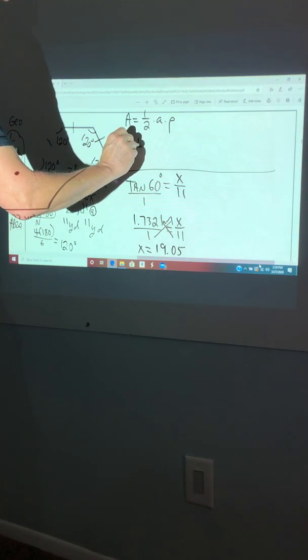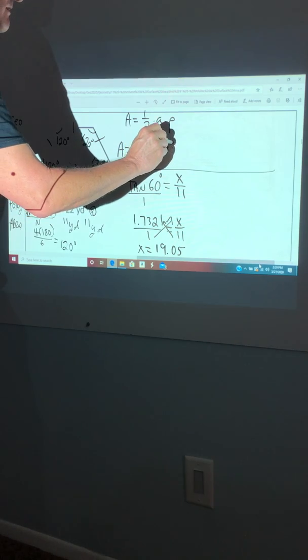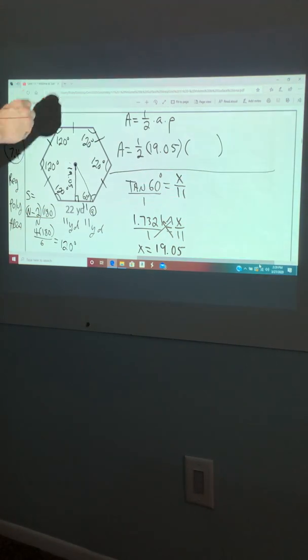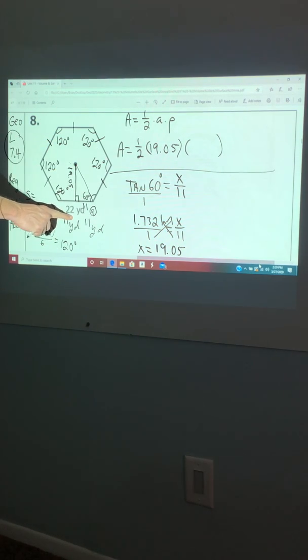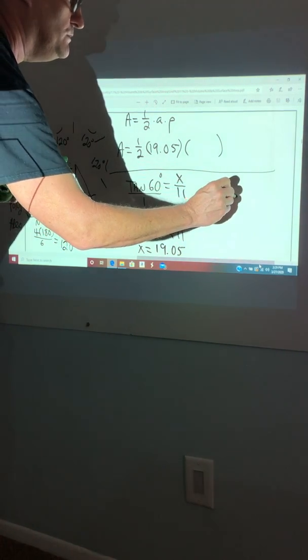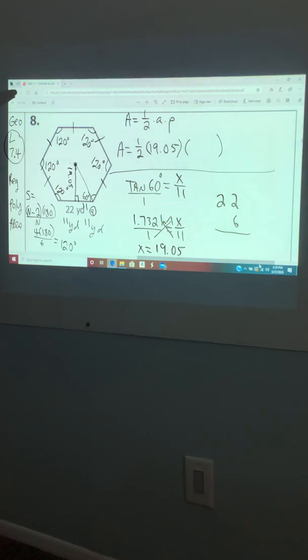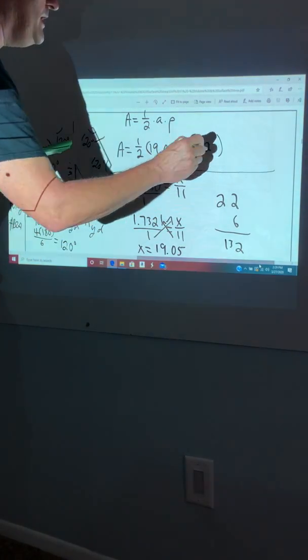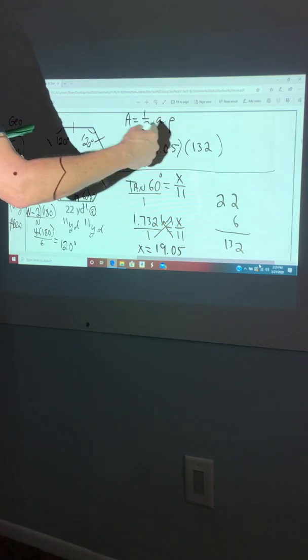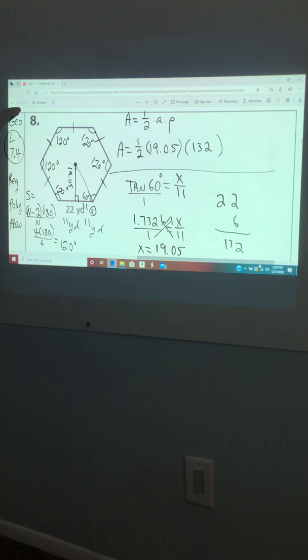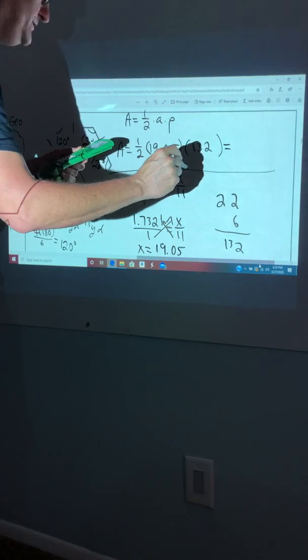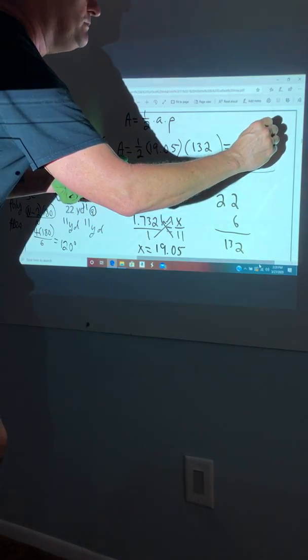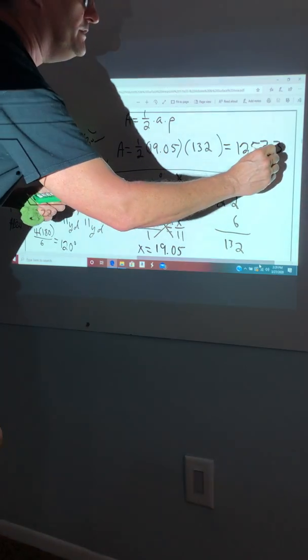Area equals 1/2 that apothem, 19.05, and then we've got to multiply by the perimeter of this. Well, it's got 6 sides, 22 for each. So if I do 22 times 6, we get our grand total. 22 times 6 is 132. Plug that baby in here. Again, 1/2 apothem times the perimeter, which means you add up all the sides. Here we go, 0.5 times 19.05 times 132 for a grand total of 1257.3. Don't forget, come over here, yards, and then it's yards squared.